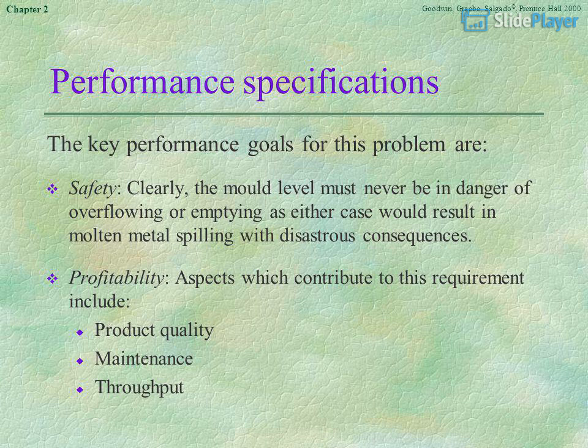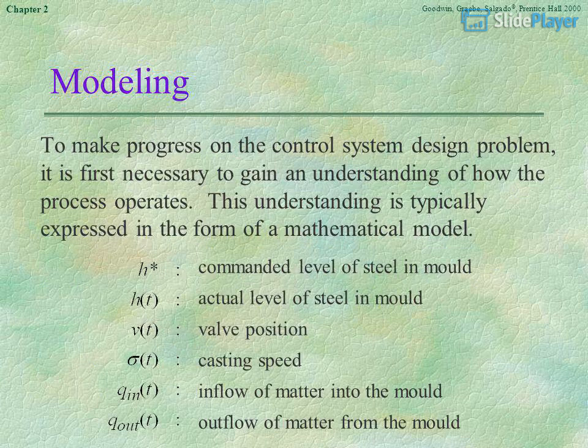Performance specifications. The key performance goals for this problem are safety. Clearly, the mold level must never be in danger of overflowing or emptying, as either case would result in molten metal spilling with disastrous consequences. Profitability. Aspects which contribute to this requirement include product quality, maintenance, and throughput.